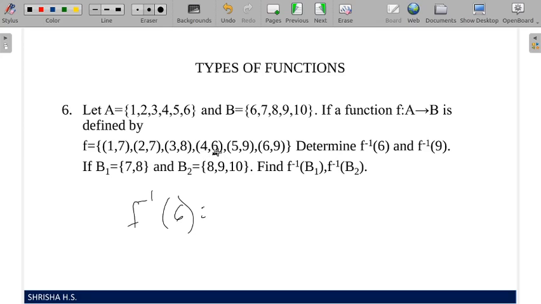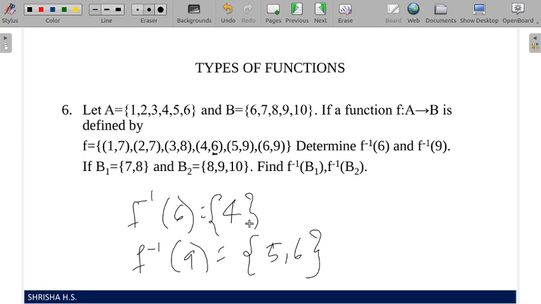f of 4 equal to 6, f inverse of 6 equal to 4. That's how this works. So f inverse of 9, we have two of the elements here, so we will have 5 and 6. So this will be about inverse. f inverse of 6 is 4, f inverse of 9 is 5 and 6.